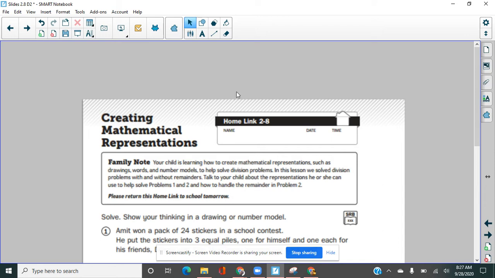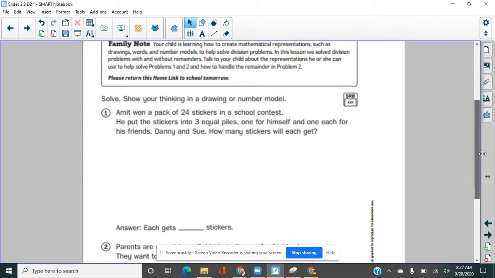All right. You should have this in front of you. You want to definitely have it because we're going to do the first one together. If you don't have it in front of you, you're going to have to do that all by yourself later. So we're going to solve. We're going to show our thinking in a drawing and our number model. We're going to make sure we add a sentence here too. Okay. So number one says, Amit won a pack of 24 stickers in a school contest.